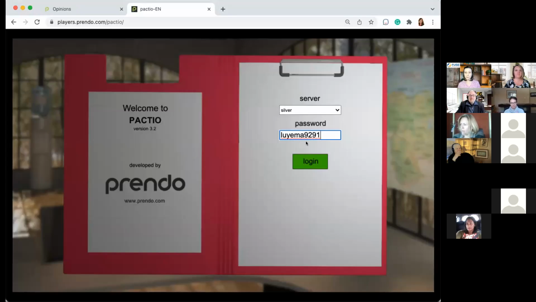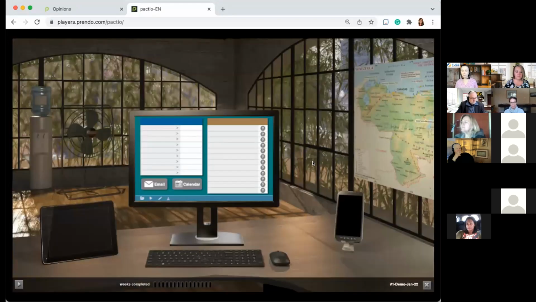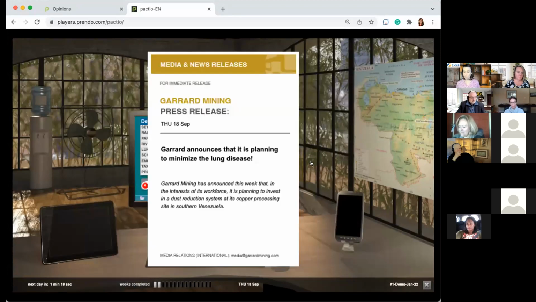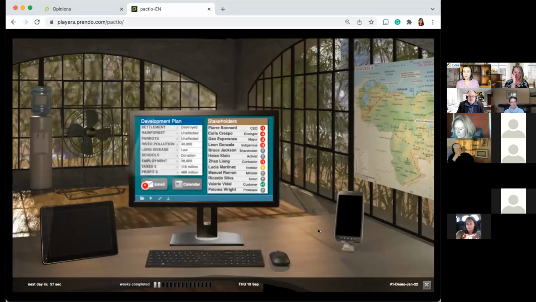Okay, so are you seeing the screen that says welcome to Pactio Prendo? Okay, so let's go ahead and log in here. This is a role-played game. I've already played some of it. So a press release pops up as soon as we get in, and we are seeing here that we had positive news. This was one that I asked our assistant to send out. So we're announcing that we're planning to minimize the lung disease rate for our workers. So sometimes positive things come out, sometimes negative things come out also, just like real life. People are out there spreading news that we don't always necessarily want to hear.